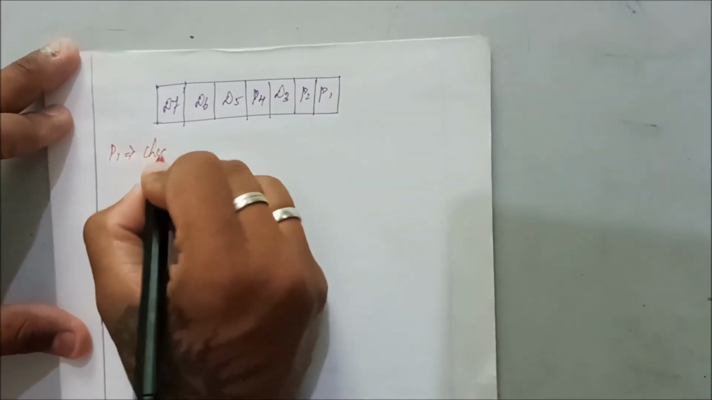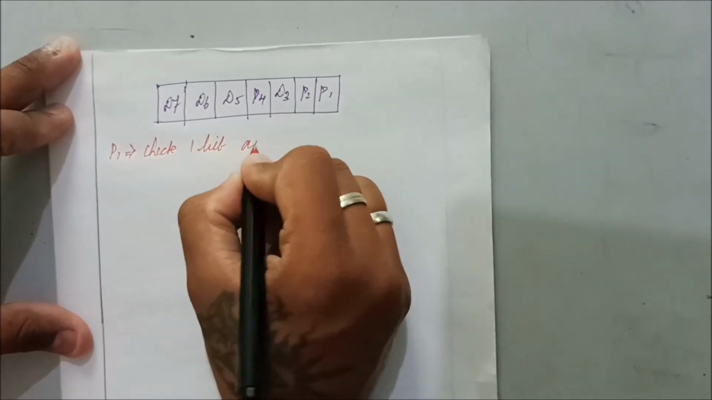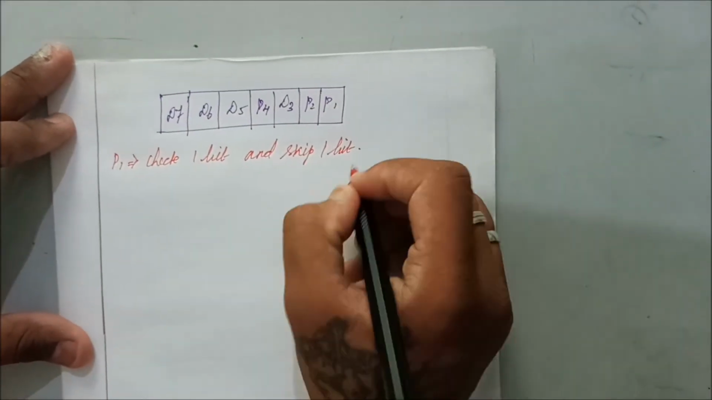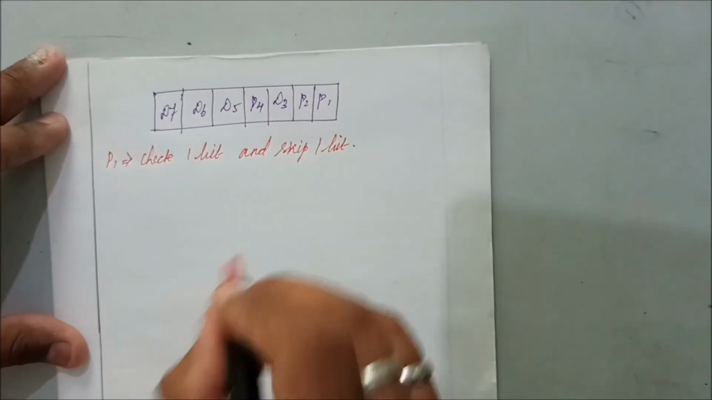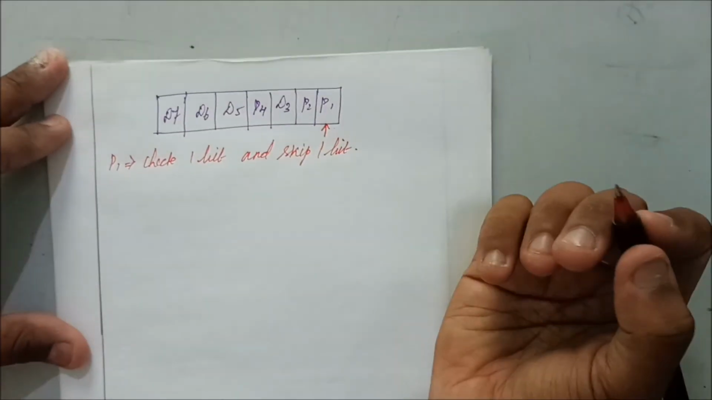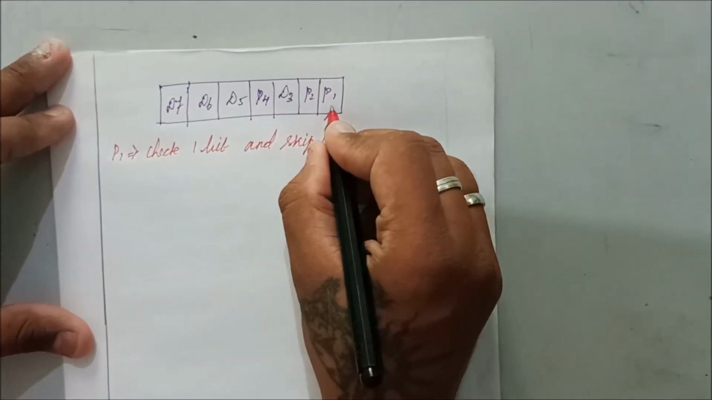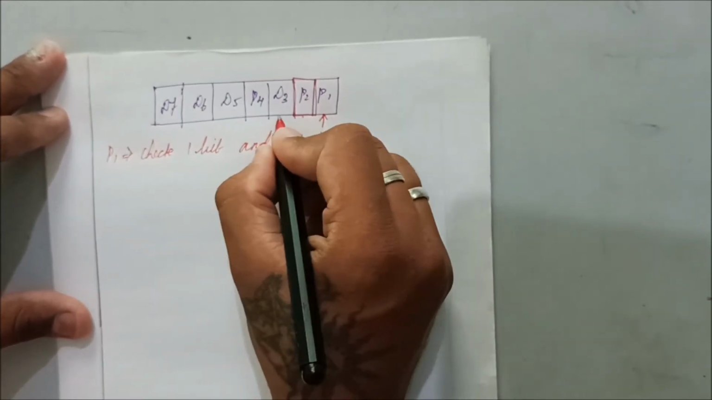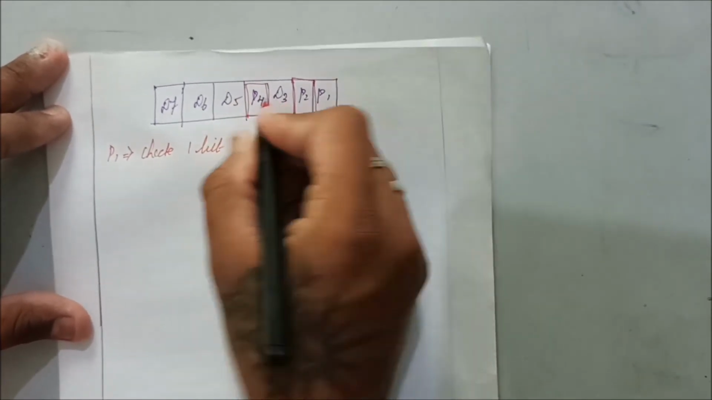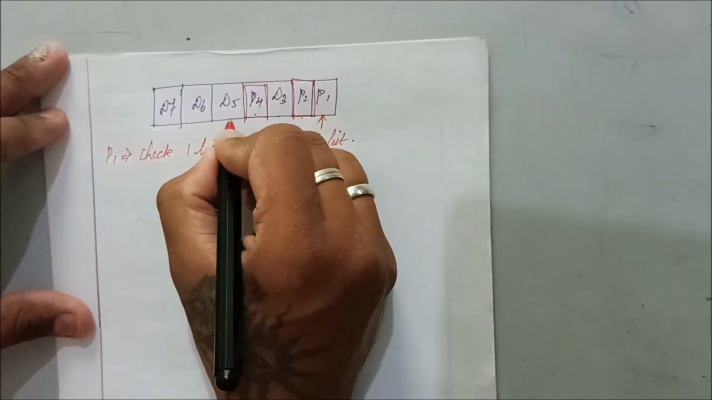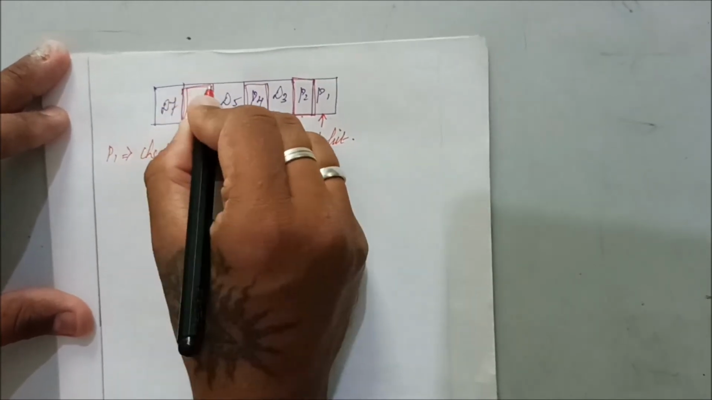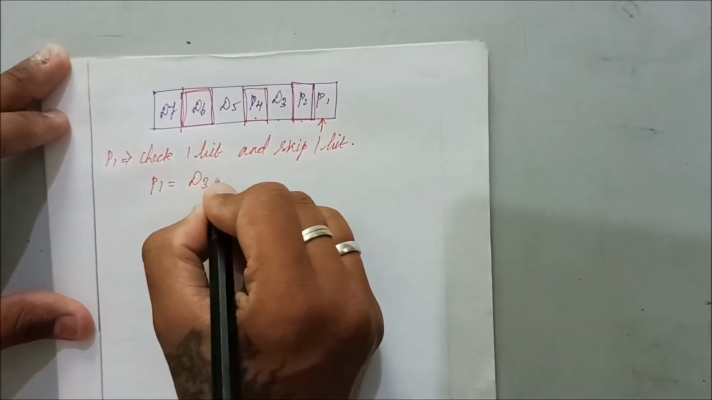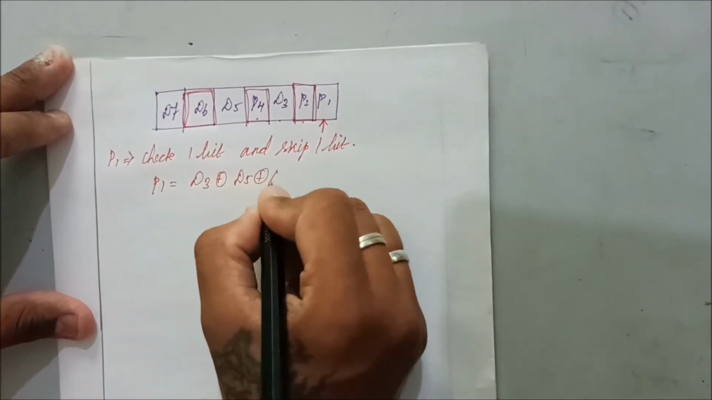There is a rule: check one bit and skip one bit. Okay, so we have to check one bit and we have to skip one bit. Let's check how to calculate that. Let us assume this is the position of p1. So we have to check this bit and skip this bit, and again check this bit and skip a bit, and check this bit and skip this bit. So p1 will be equal to d3 XOR d5 XOR d7.